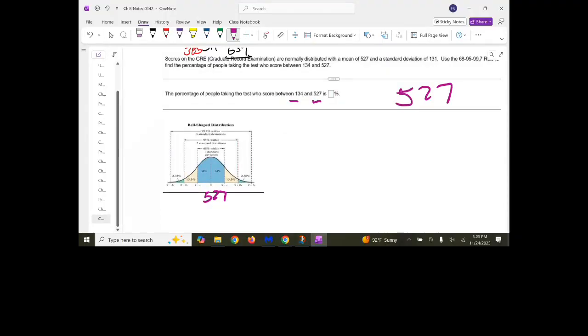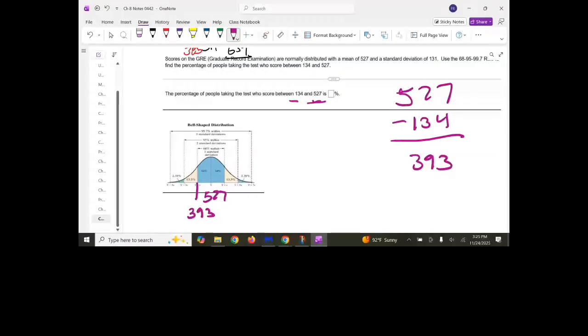So y'all, since 527 is my bigger number, I'm not going to be adding the standard deviation. I'm going to be subtracting it. So let me take my calculator. Let's see, what's 527 minus 134? And I'm coming up with 393. So that tells me this number right here, 393.